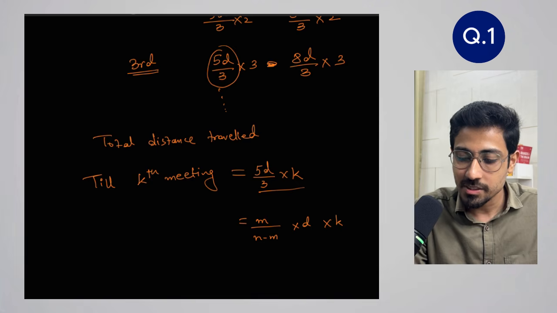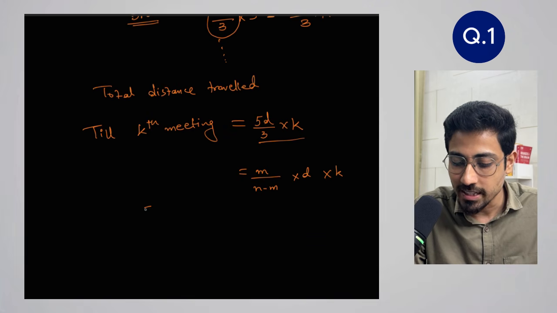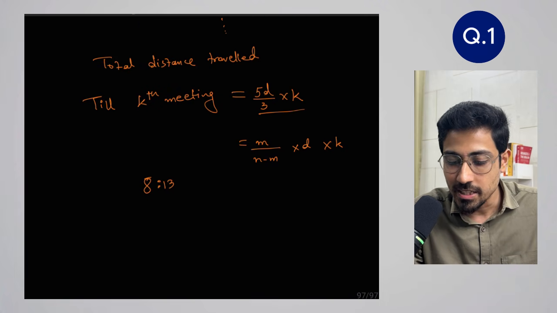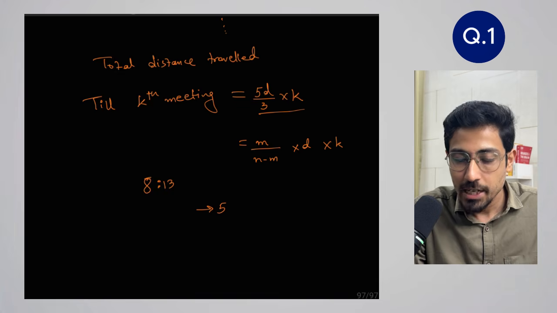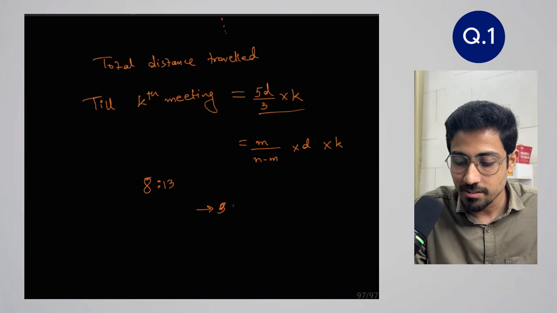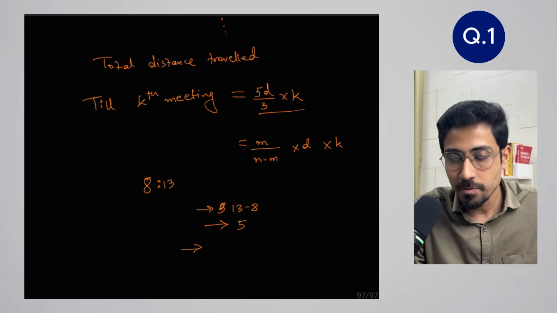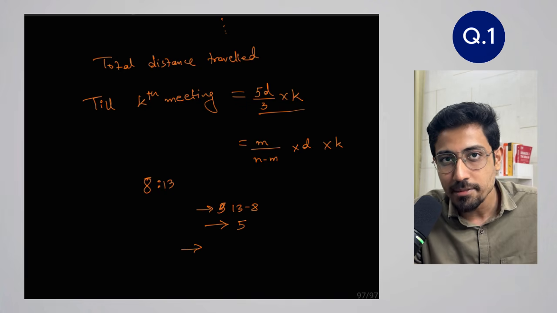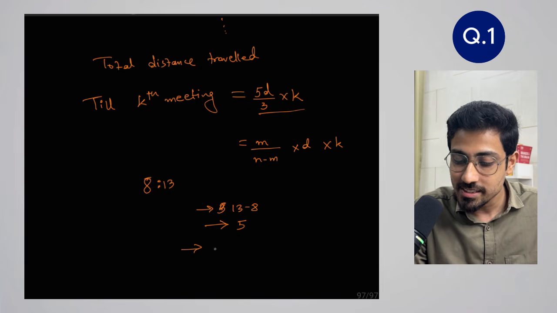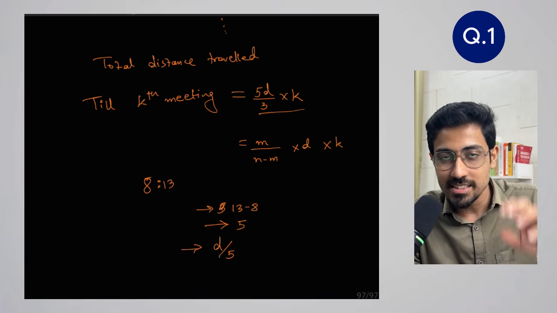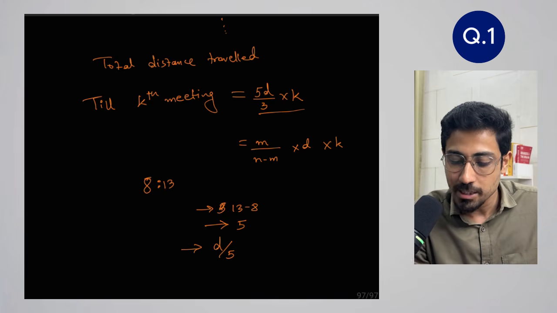And suppose it was different. Suppose my speed ratio was 8 is to 13. Then what would have been the number of meeting points? It will be 5, which is 13 minus 8. So what is the distance between each consecutive meeting point? It is d by 5. The total track length is d, and I divided it into 5 equal parts, d by 5.